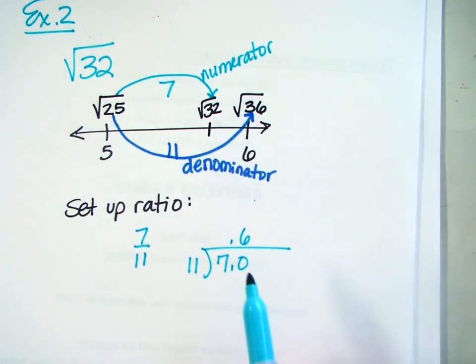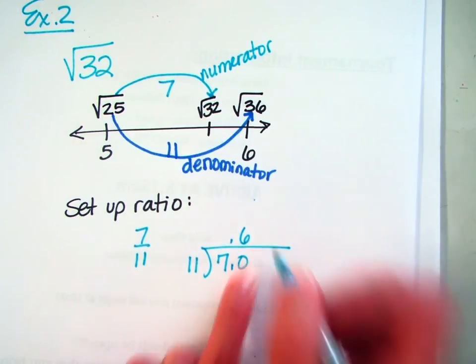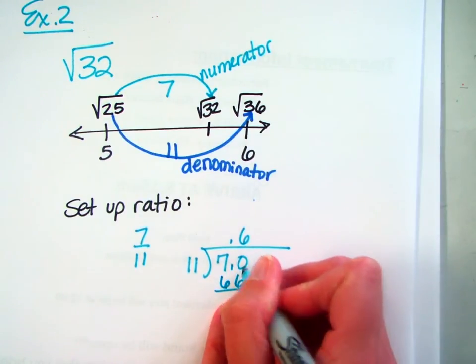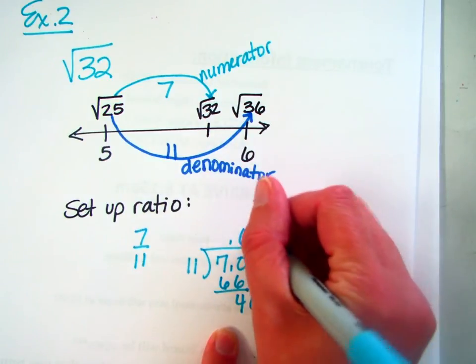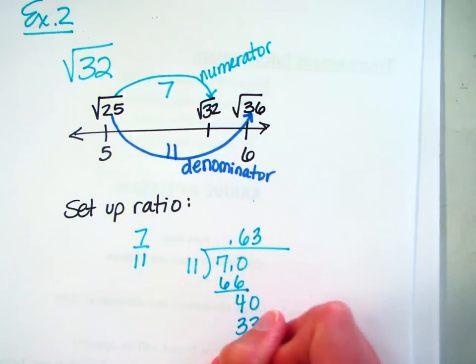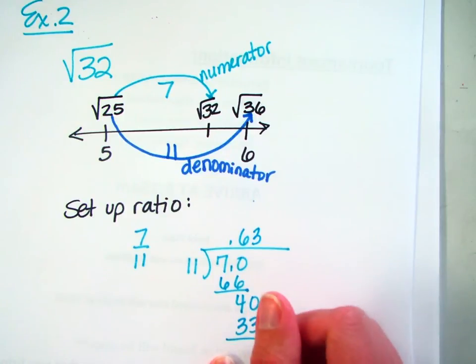Now this one, let's see what's going to happen. Because that would be 66, 4. 11 won't go into 4, but it does go into 40 3 times, because that would give us 33. If we do our subtraction, that'll give us 7. And then, like I said, we don't have to keep going. Does anyone know what this is going to do, by the way? It's repeating there.